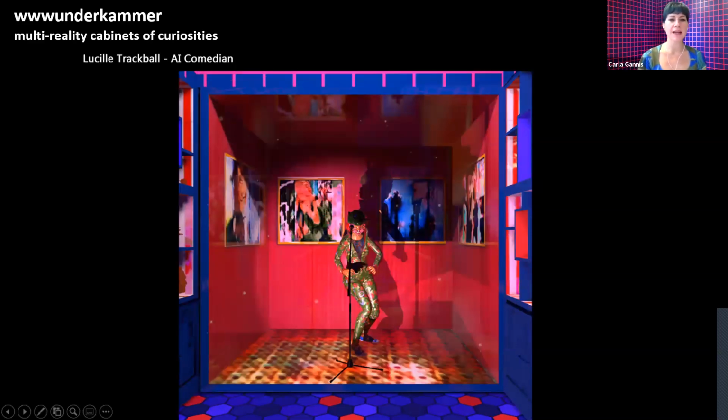Here you see the AI comedian Lucille Trackball with portraits of female-identified comedians hanging in Lucille's cabinet. And right now I'm showing you stills, but all of this is moving and animated, and you can actually interact in that environment, pick up objects, throw objects around, get close to Lucille. Lucille is the same height as you are in that VR experience.